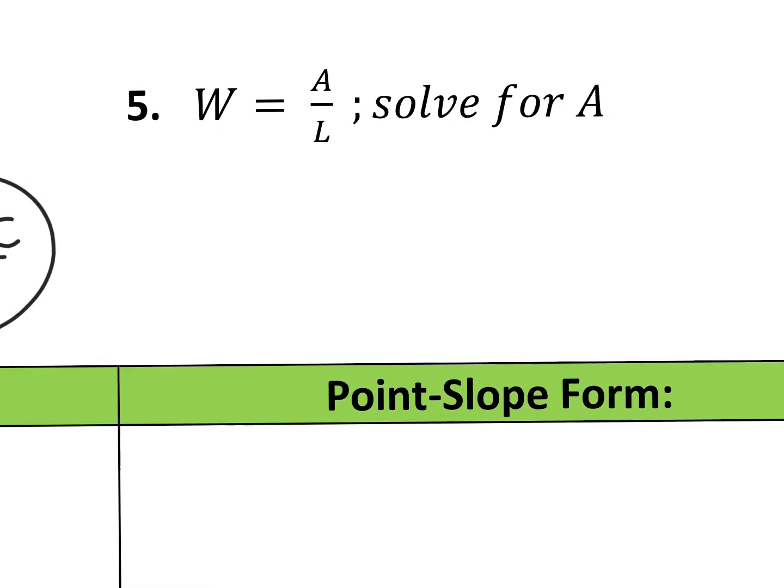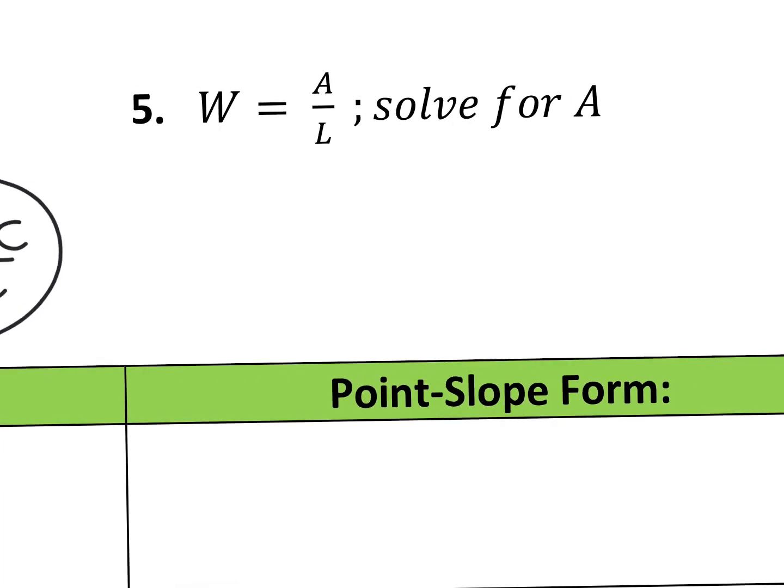All right. This is just W is equal to A divided by L. Remember, a fraction bar means division. And what are we trying to solve for? We're solving for A. So I'm going to circle the A. Now remember, we said we're dividing by L. If that's what we want to get rid of, then all we have to do is multiply by L. If I multiply by L over here, I will complete the plan.